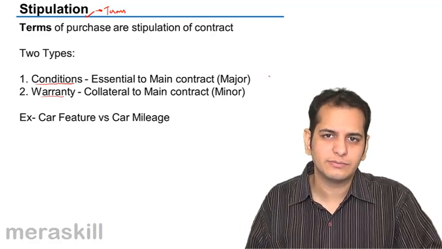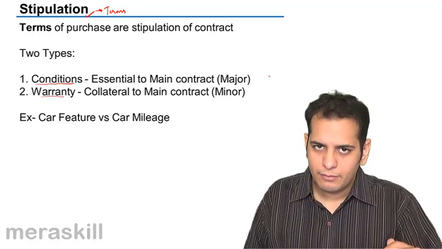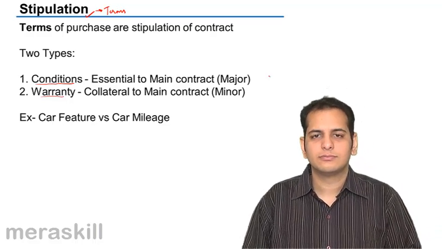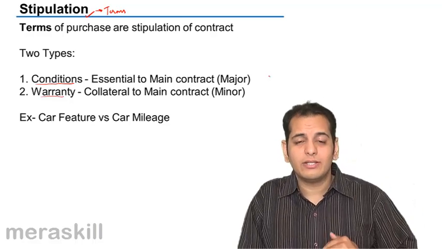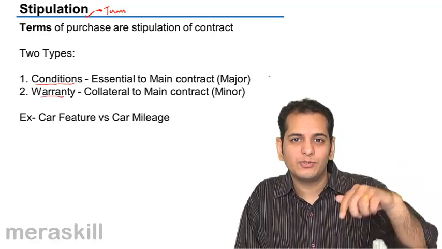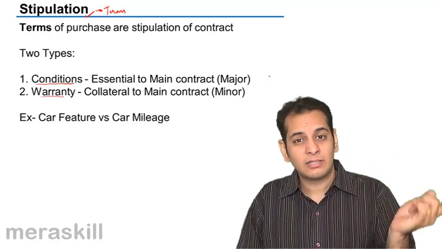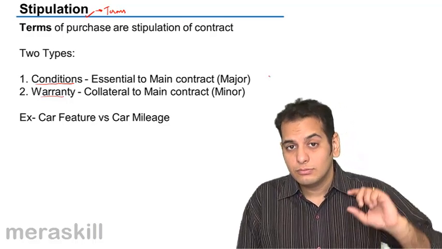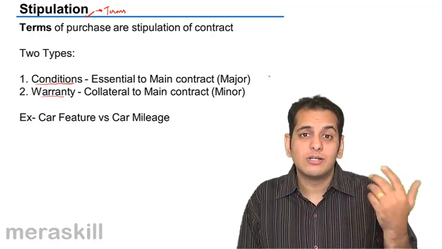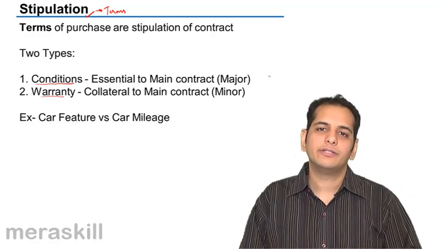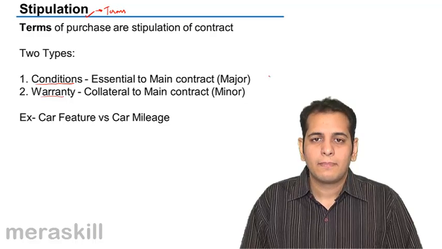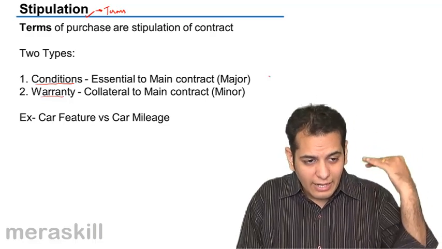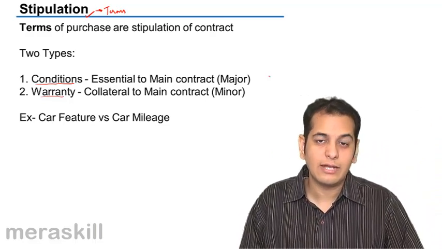What do you do in this case? Do you have the right to return the car, or you don't get the right to return the car? This question will determine if this term that you specified, the stipulation that you told him that the car should have a top speed of 250 kilometers per hour, is a condition or a warranty. How? If the answer to this question is yes, you get the right to return the car and take the money back.